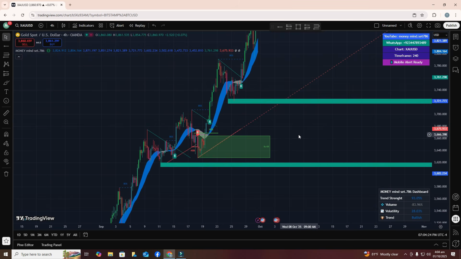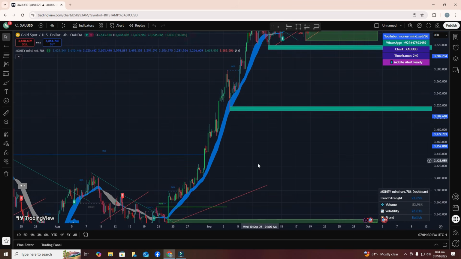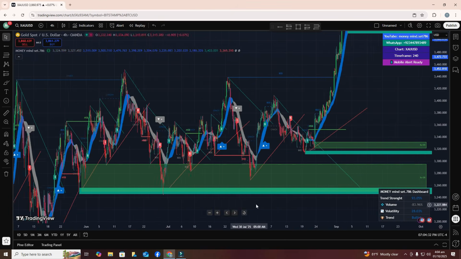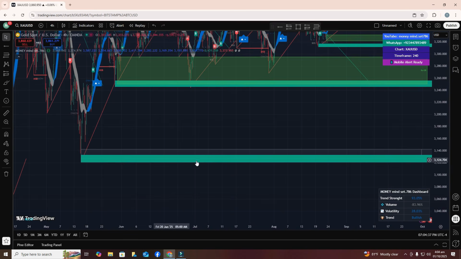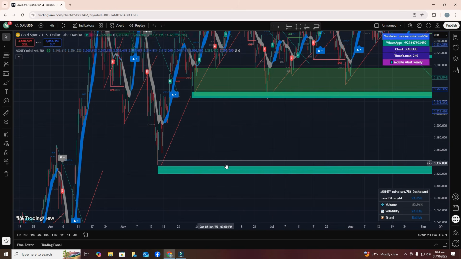Here, you can see some lines on the screen. Now, let me explain what this is about. Here, you can see a support area is visible. The first support area of the market can be seen here. After this, you can see a black colored order block is visible.